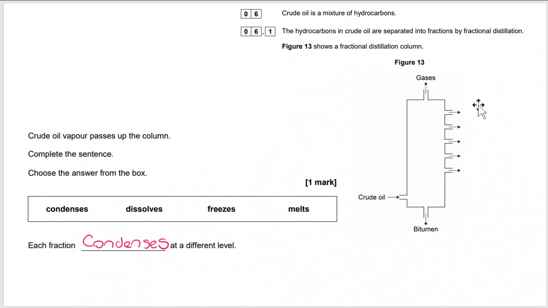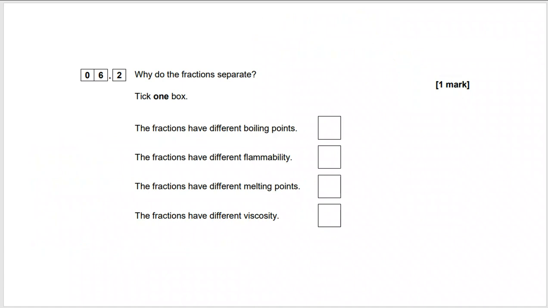And it's worth remembering that shorter chains will condense higher up the column because they've got lower boiling points because they have weaker intermolecular forces. A little bit more additional information there. 6.2, why do the fractions separate? So this is a simpler way of looking at what I've just said. The fractions have got different boiling points.